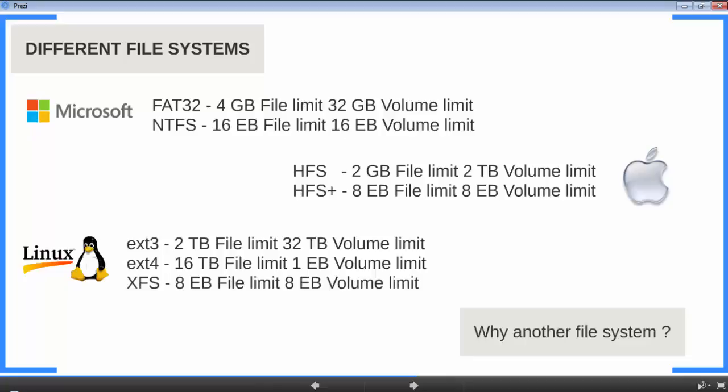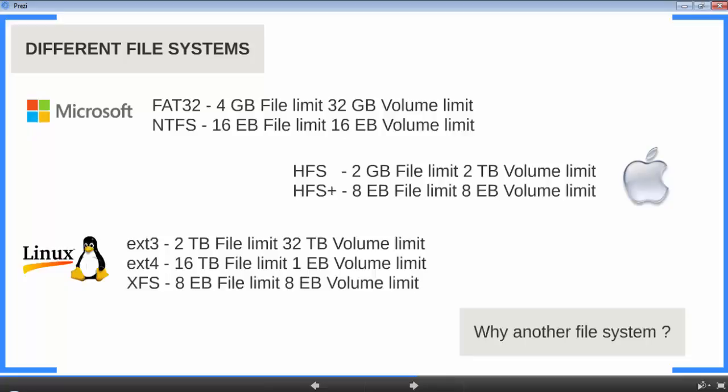ext3 is the third generation file system, in use since 2001. Then came ext4. ext4 can support individual file sizes up to 16 terabyte and volumes up to 1 exabyte. Next comes XFS. XFS is created by Silicon Graphics and it can support up to 8 exabyte in file and volume limit. How can you look up your file system in Linux?